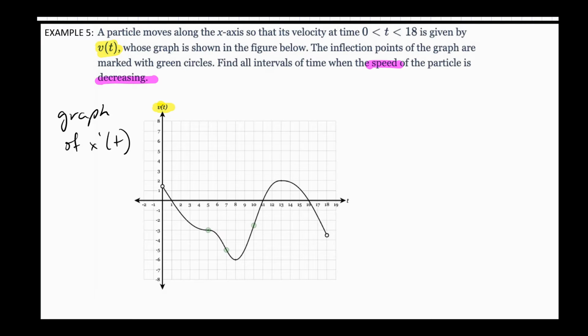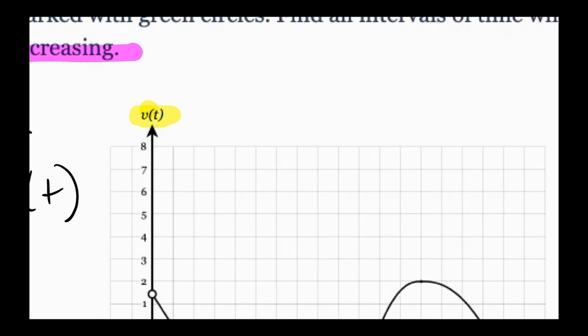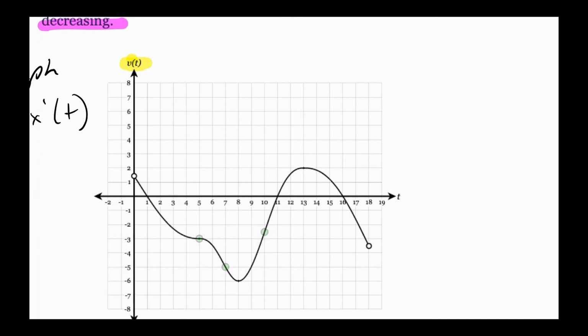Where on this graph, what am I looking for when I say velocity is positive or velocity is negative? What am I looking for? Yeah, there you go. This is the graph of velocity, v of t. So all I'm looking for is where it's above the x-axis and where it's below the x-axis, okay? So I'm going to label that.